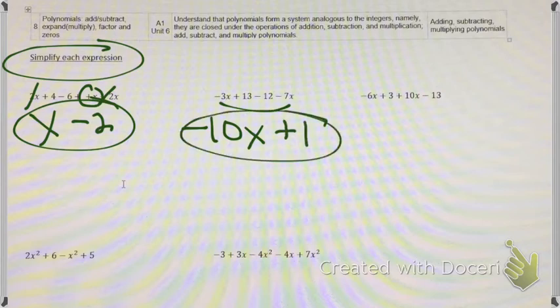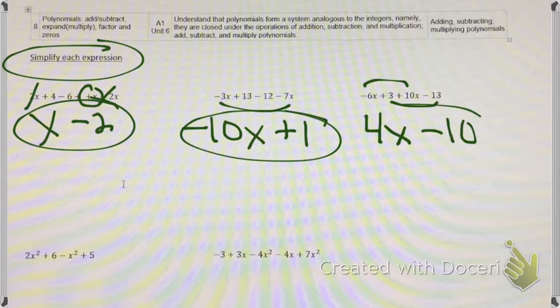Left, right, minus 6x plus 10x, that's going to give me 4x. And then 3 minus 13, negative 10. Okay, so you notice these ones take a lot less. Let's go above the ones on the bottom here. Let's just get these done here.